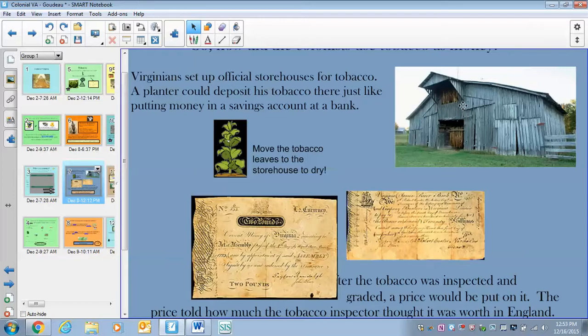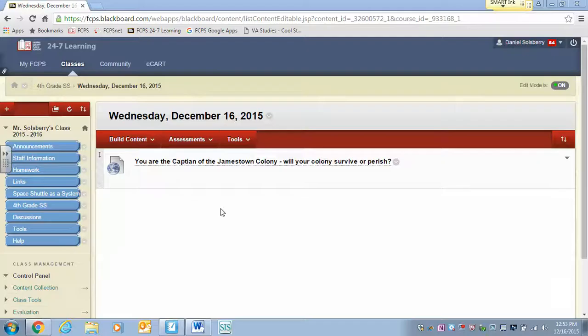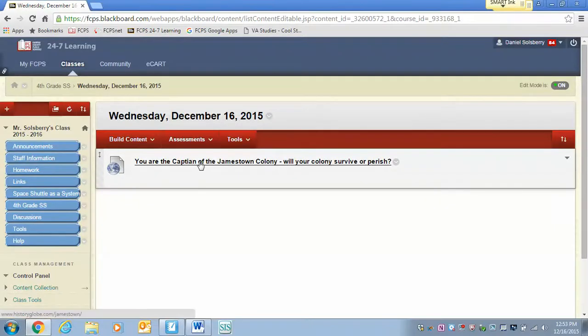If you do finish all of that and you finished everything up to this point, you can play this game, which is you're the captain of the Jamestown colony. Will your colony survive or perish? It's really fun. Basically, they give you decisions that you have to make, and based on those decisions, you find out if your colony would actually survive.